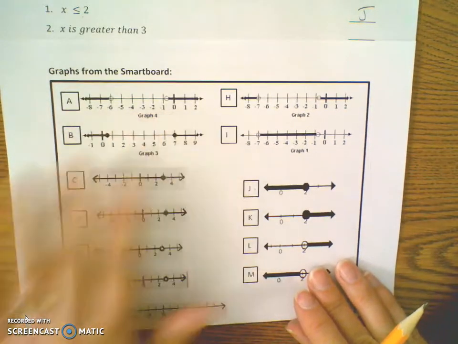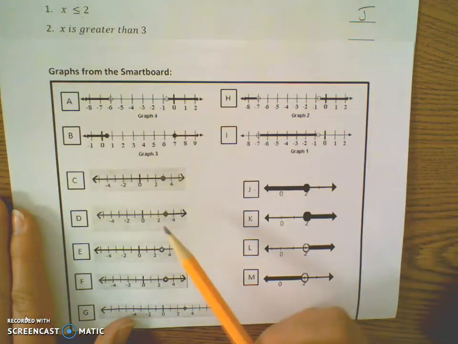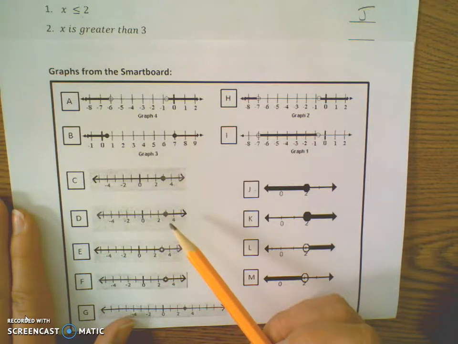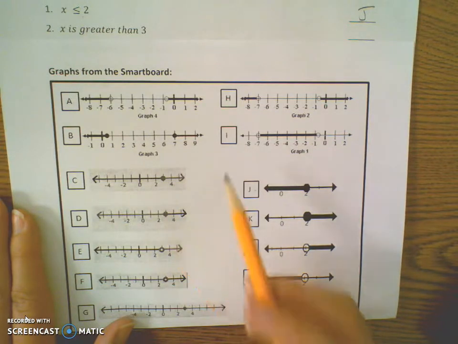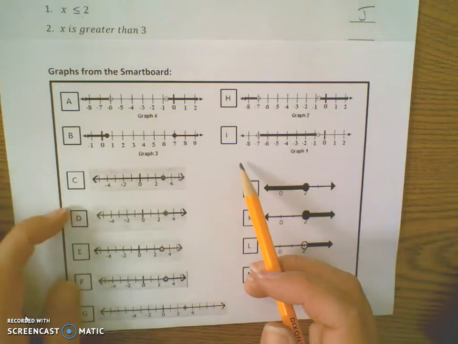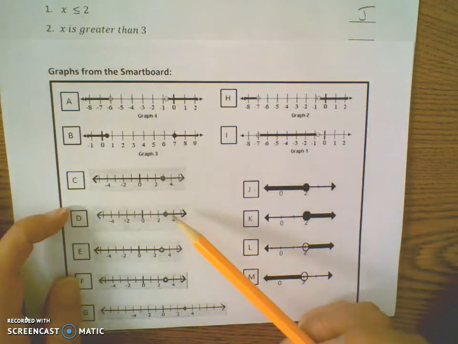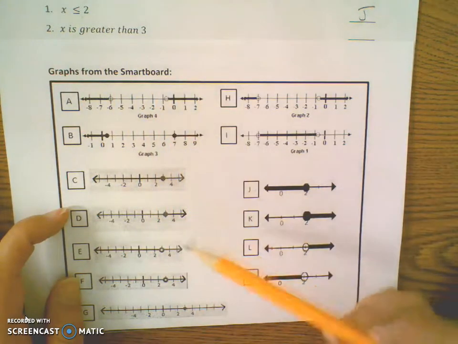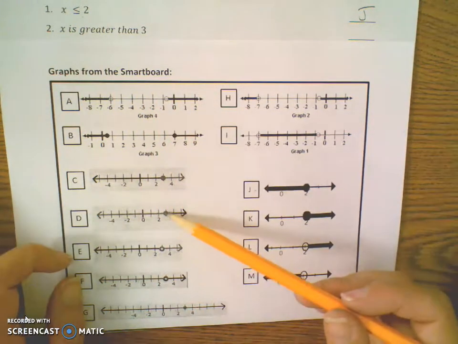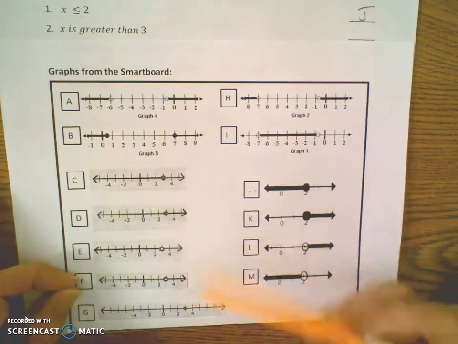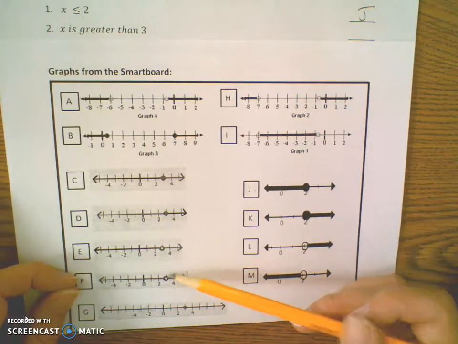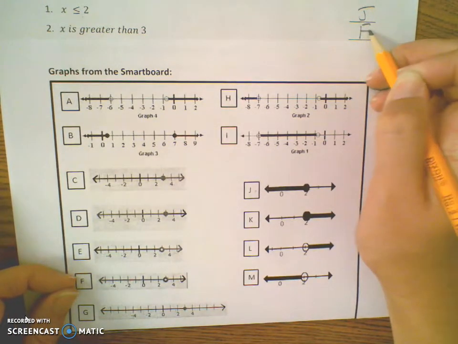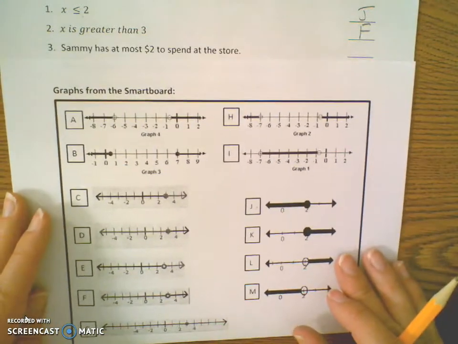Then the next one, x is greater than 3. So down here, we're looking for ones where the numbers bigger than 3 are shaded, so D and F. And then if it's greater than, we couldn't say 3 is greater than 3, so we don't want 3 to be a solution. So D, where it's colored in, is not the one. F, where 3 is not a possible choice. So F is our answer for this one.